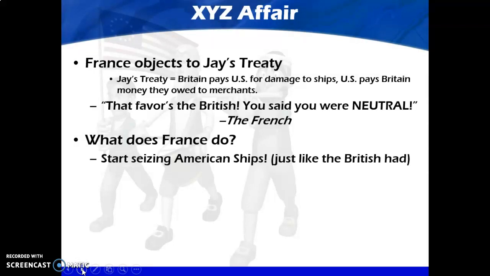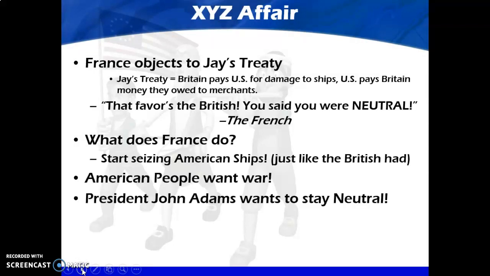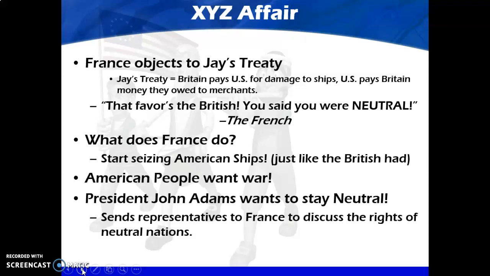So we're going to get into the Adams administration. And as you see here, France objects to Jay's Treaty. Jay's Treaty equals Britain pays the U.S. for damage to ships. The U.S. pays Britain money that we owed them to their merchants. So this favors the British.